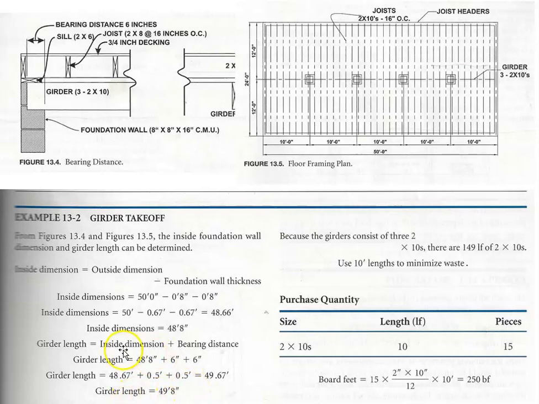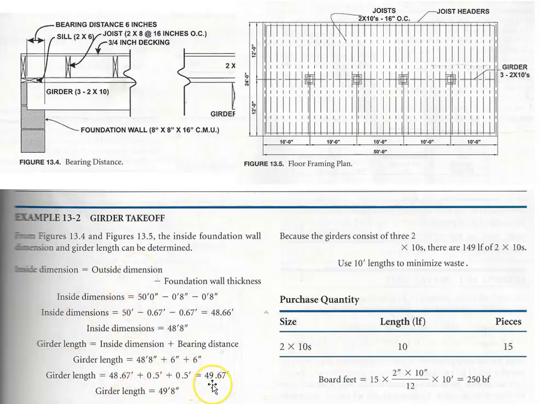In short, is this a triple girder or a double girder? Three 2x10s make up this. The calculations tell us that it's basically 1, 2, 3, 4, 5 2x10s to reach across here. It's a triple girder, so 5 times 3 gives us 15. In this example, it's really that simple.